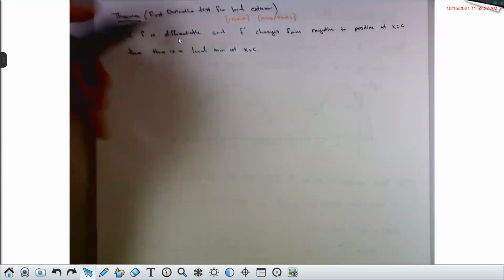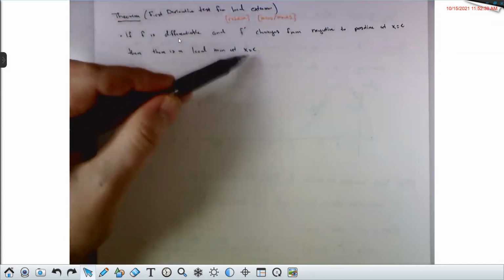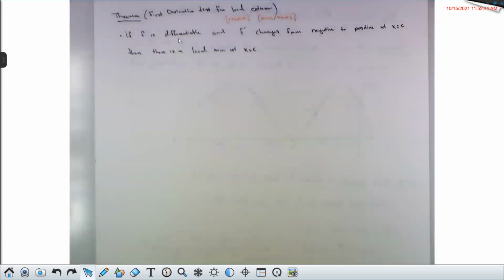And differentiable here, again, I'm using as a general term. The function needs to be differentiable, but it doesn't necessarily need to be differentiable at x equals c. So if c is a critical number, then remember it's possible that f prime is undefined there. So let me put a little asterisk here.